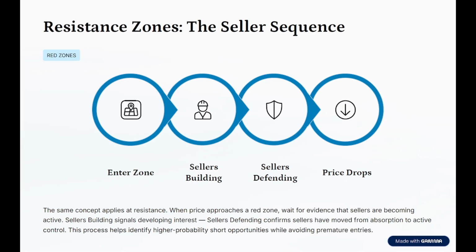Resistance zones, the seller sequence. The same concept applies for resistance as well. When price approaches a red zone, you wait for evidence that sellers are becoming more active, and then the sellers building signal will light up and it shows developing interest. And then you'll see the sellers defending. What that does is confirm the sellers have moved from absorption to an active control state. This process helps identify higher probability short opportunities while avoiding premature entries.